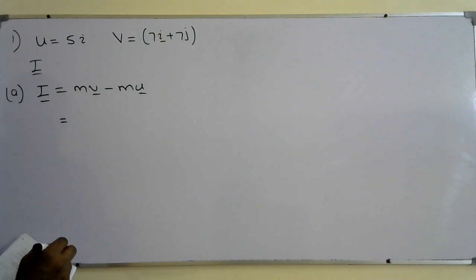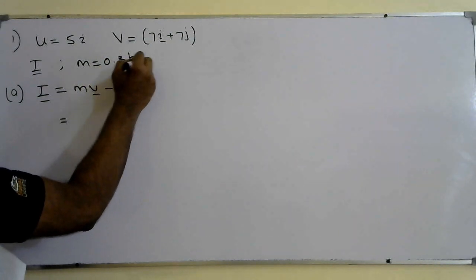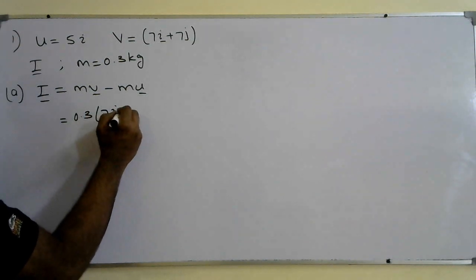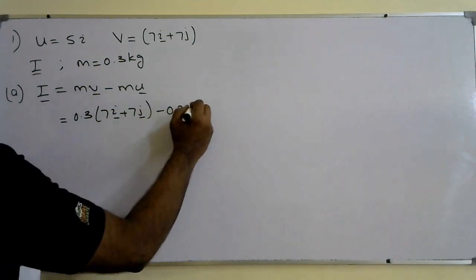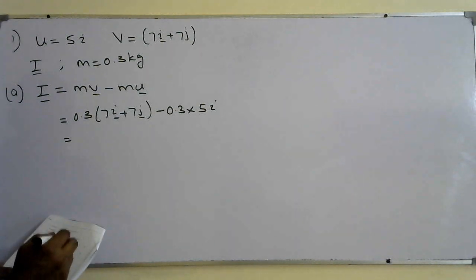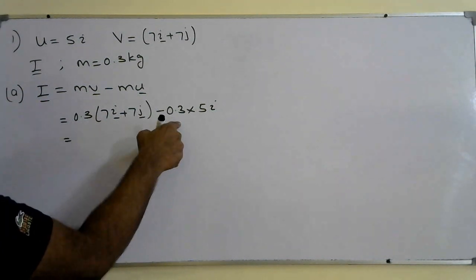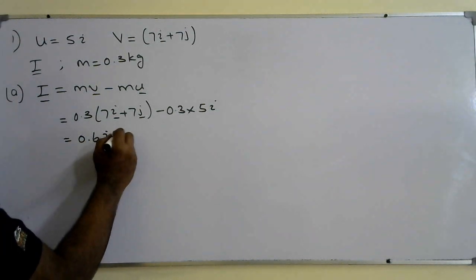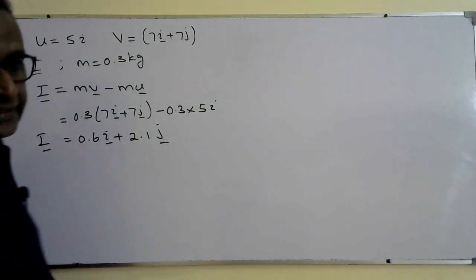So the mass is given as 0.3 kilogram. That will be 0.3 times (7i plus 7j) minus 0.3 times u, where u is 5i. When you solve it, you will get 2.1i here and 1.5i here. So finally 0.6i plus 2.1j. This is the impulse vector.